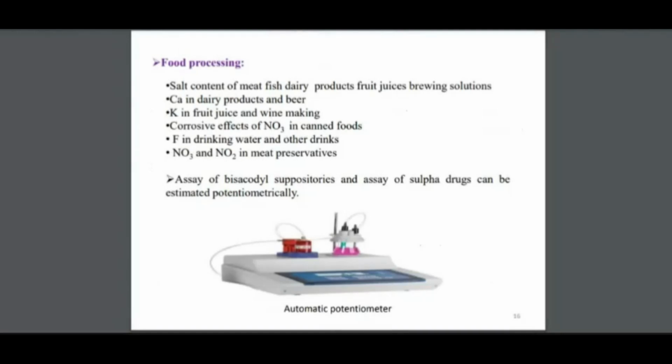Then corrosive effects of NO3 in canned foods. So NO3 is many times produced inside it. Then fluorine in drinking water and other drinks, NO3 and NO2 in meat preservatives. Then assay of bisacodyl suppositories and assay of sulfa drugs can also be determined by this method.